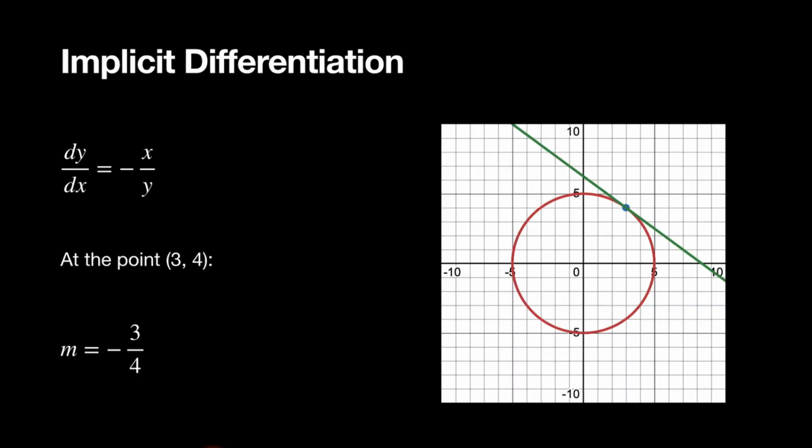So back to my picture, if I am at the point x equals 3, y equals 4, that's a point on this circle, the slope using my formula should be negative x over y, or at this point, negative 3/4. And that's exactly what I see on the picture. My slope is down 3 over 4. And I could use my implicit formula to find the slope of the tangent line at any point on this circle.